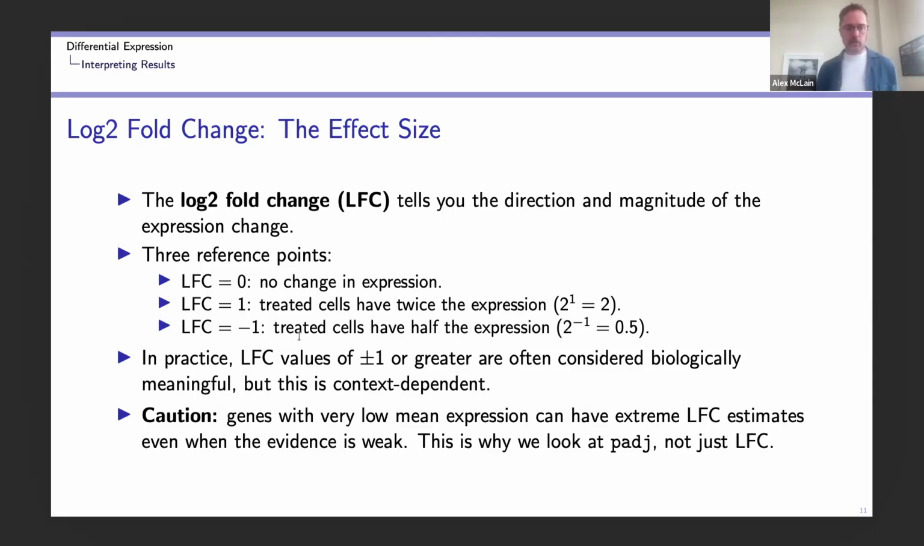Log fold change is -1. That means treated cells have half the expression of the untreated cells, because 2 to the -1 is equal to 0.5.